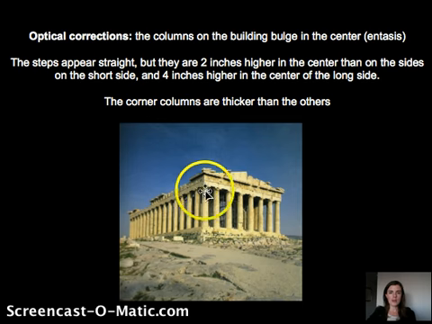And the final one here is just that the corner columns are thicker, that they're really quite thick at the corner. And this is because they're bathed in light on all sides. And if something's bathed in light, it can tend to look thinner. So again, by keeping things looking strong, you're going to keep those corner columns a little thicker.